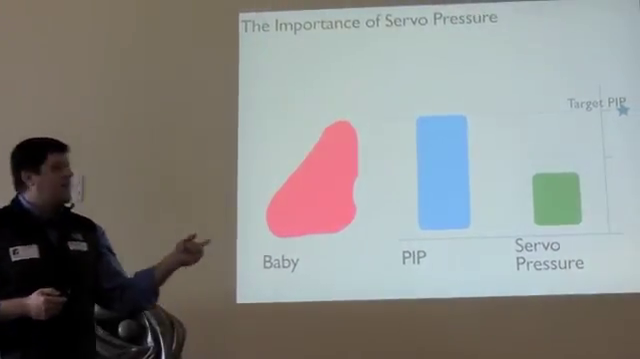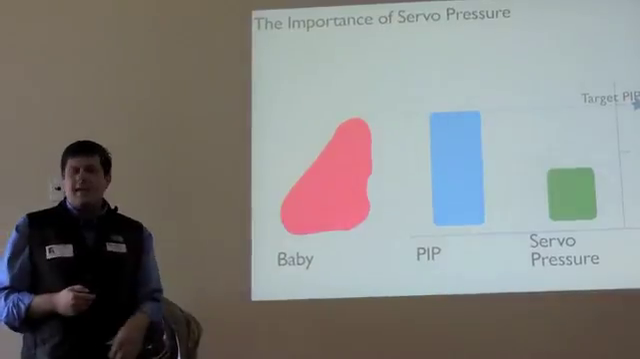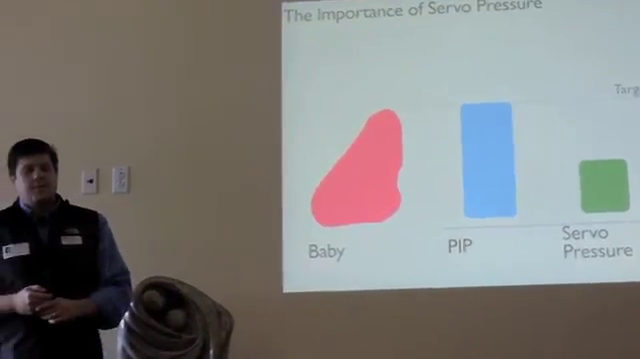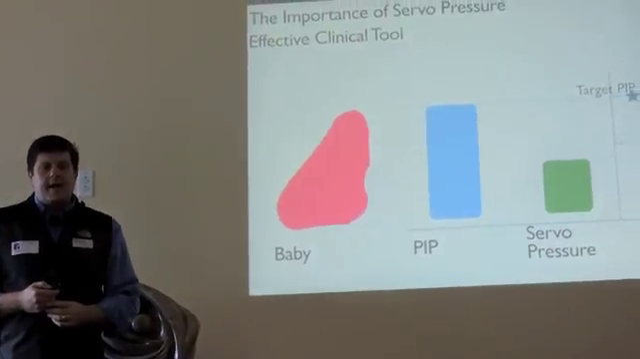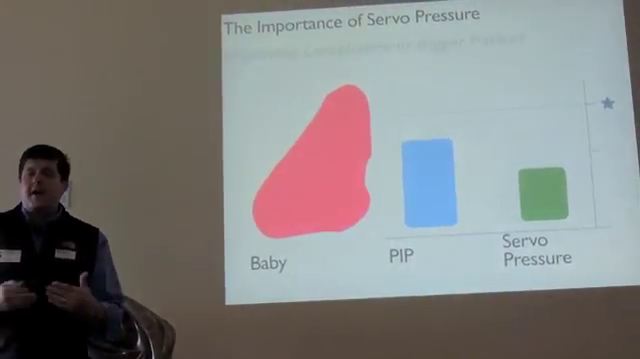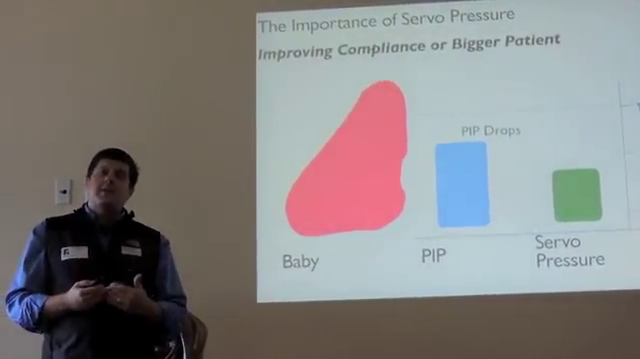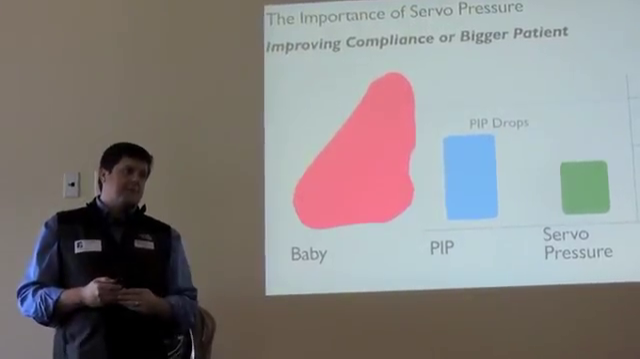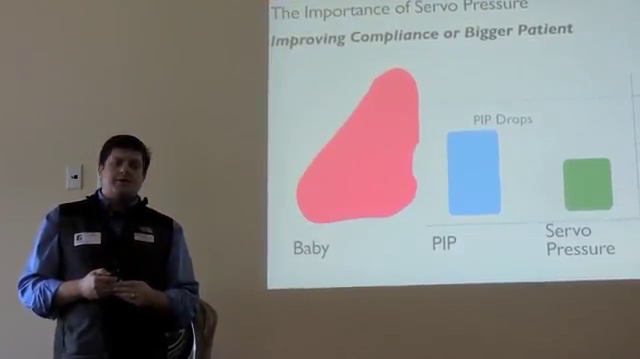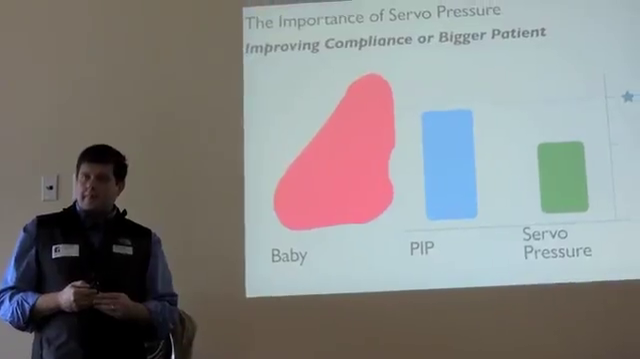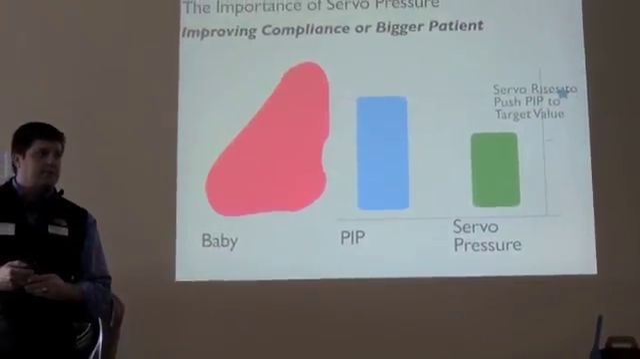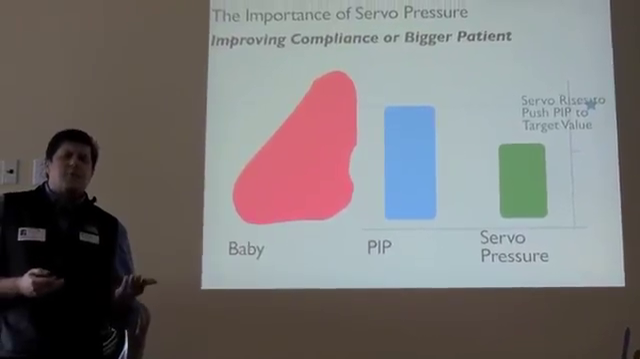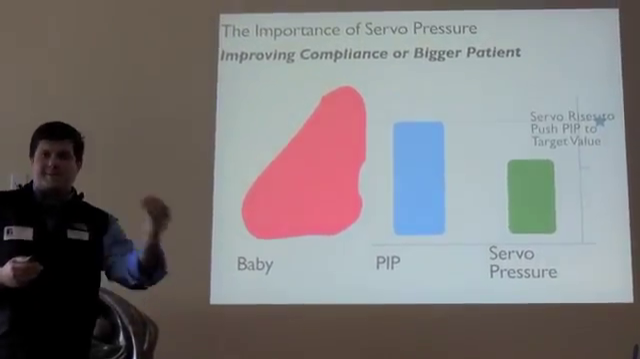So if this is my baby here, and there's the PIP I need to get to, and that's my servo pressure. Well, as compliance improves and I have more volume to fill, initially my PIP is going to drop a little bit. So in response to that, the servo pressure will go up to bring your PIP back up to where it needs to be. You have a higher flow. Okay? So the servo pressure always reacts to what it sees.